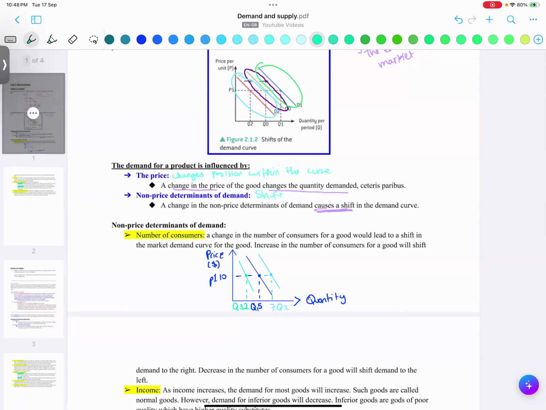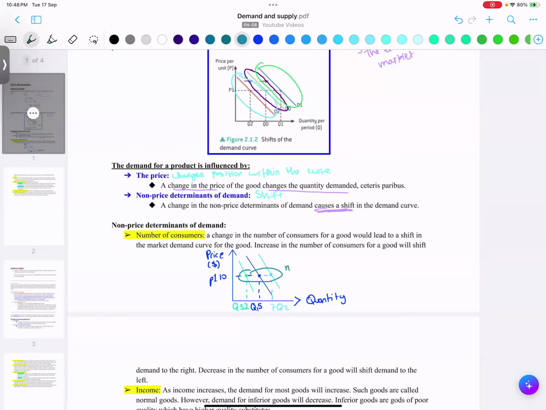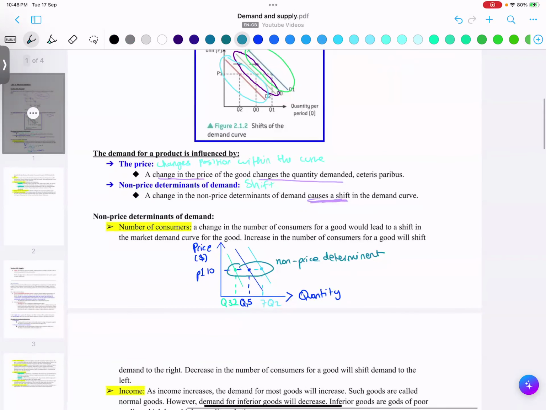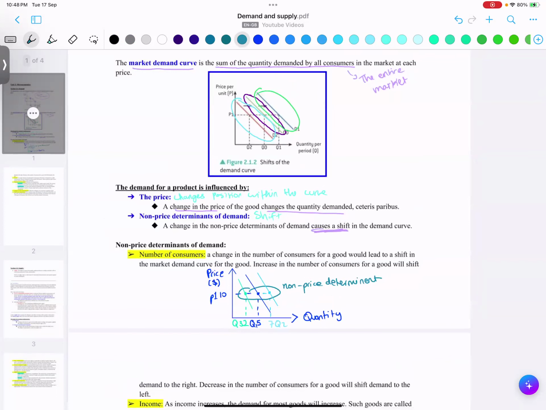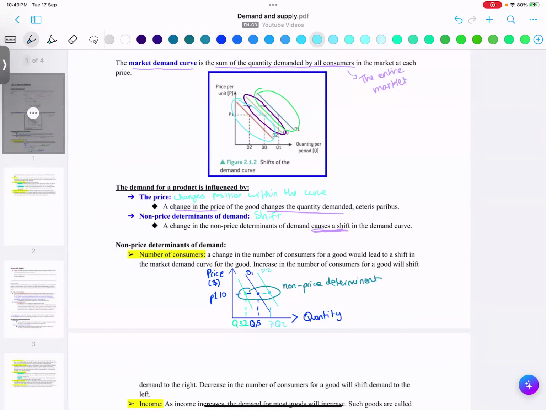So as you can see, the price in this case is all the same because, again, it's a non-price determinant. Sorry, I got confused in the beginning. It's a non-price determinant. Okay. You can see the prices stay the same, but the quantity demanded does not stay the same. So here we have D1, D2, D3. Okay. So this is it for the number of consumers, right?